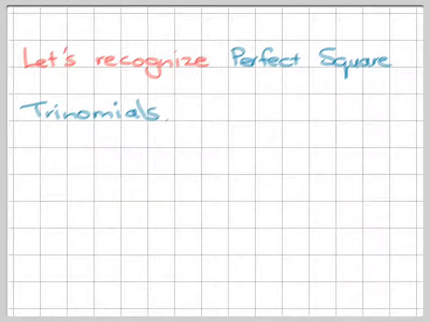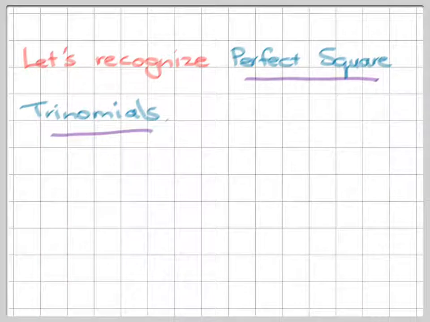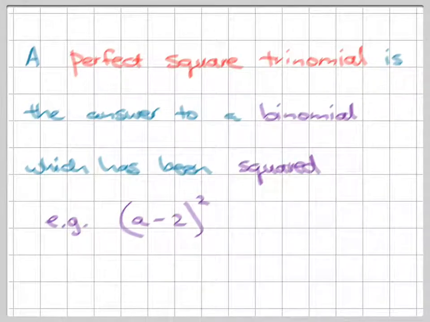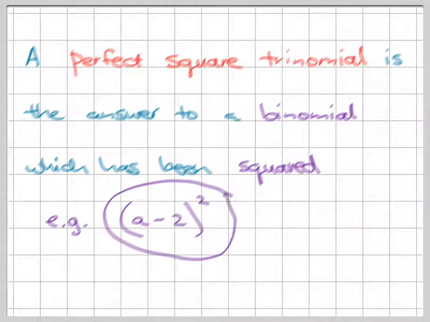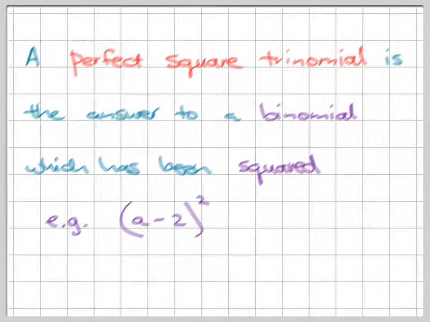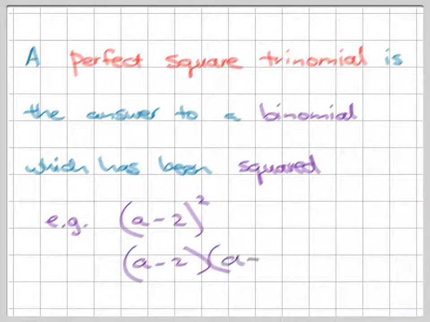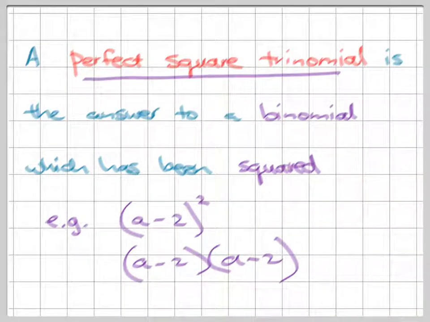Right, so we want to learn to recognize a perfect square trinomial. How do we do that? Well, a perfect square trinomial is the answer to a binomial which has been squared, like this one below. That's a binomial. It has two terms and it's been squared. If we were to write this out, it would be (a - 2) times (a - 2), a binomial squared. But if it's going to be a perfect square trinomial, it has to satisfy the following points.